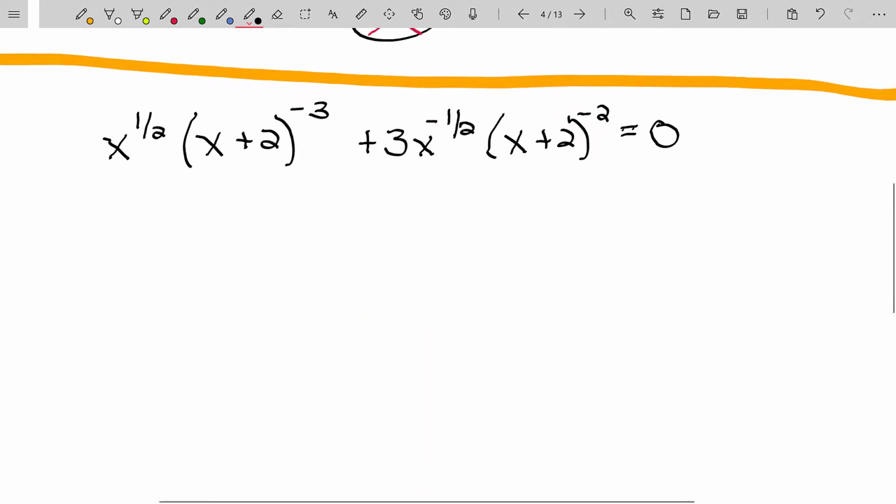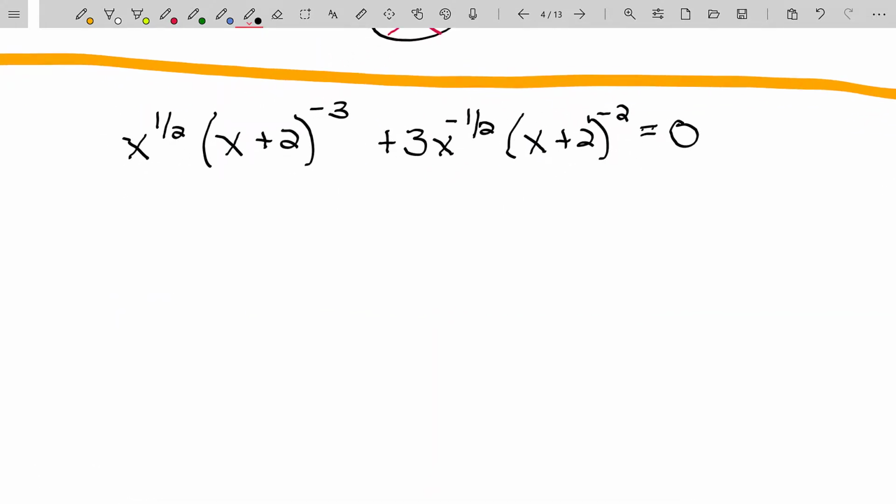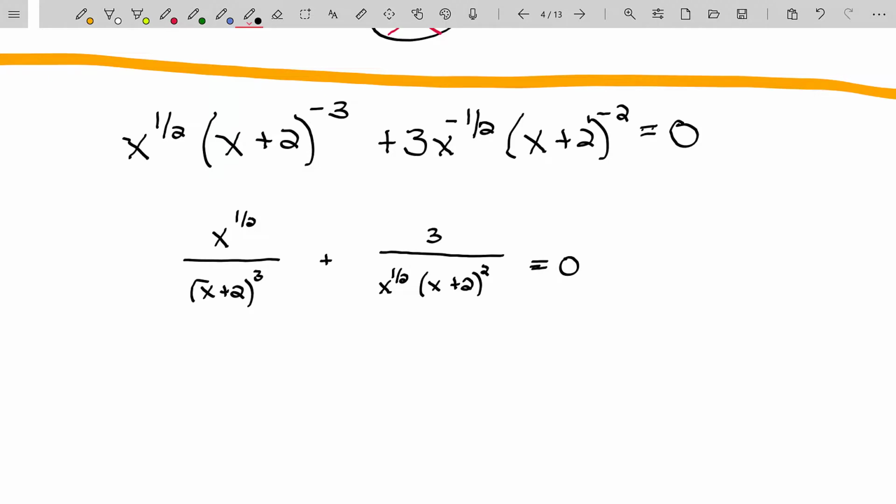So taking a look at this, one thing you could have done right from the get-go is go ahead and remove those negative exponents by dropping things into denominators. So for example, that very first term could have been written as x to the 1/2 over the quantity x plus 2 to the 3rd, plus, and then the second term could be written as 3 over x to the 1/2 times x plus 2 squared. And this is all equal to 0.